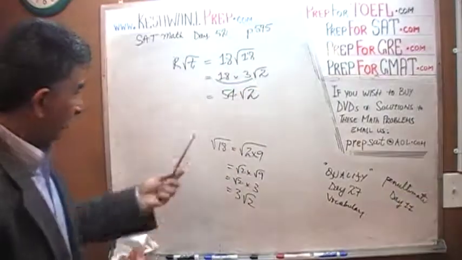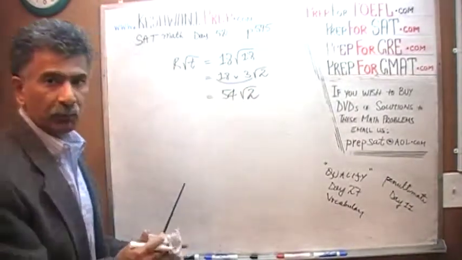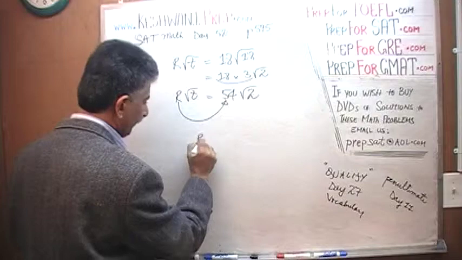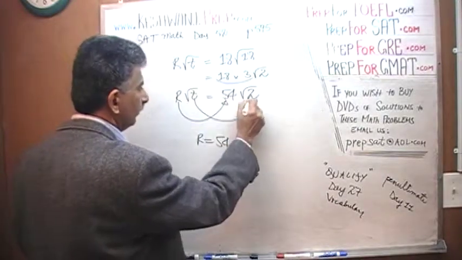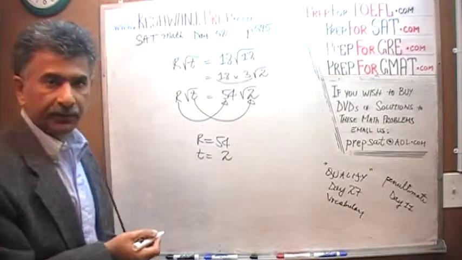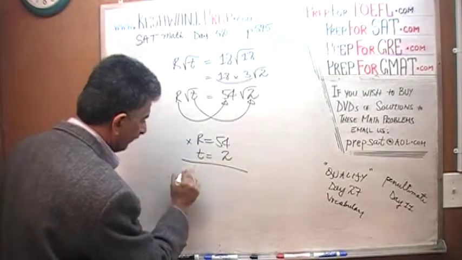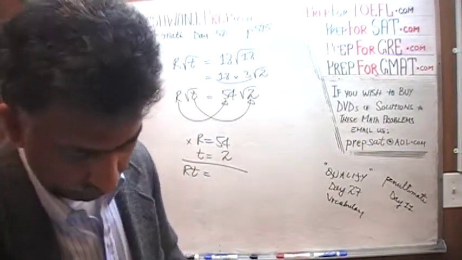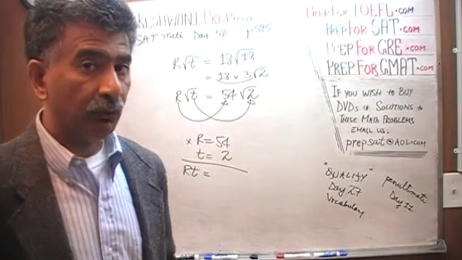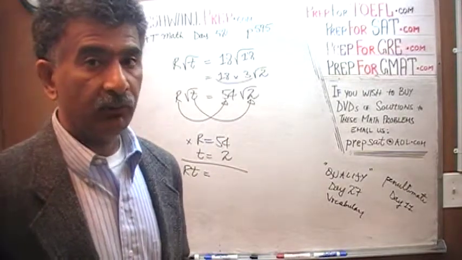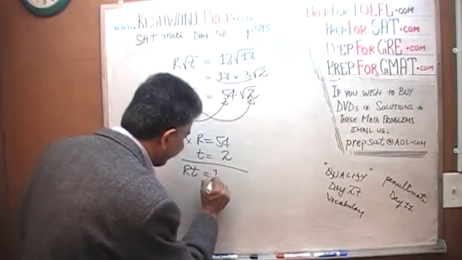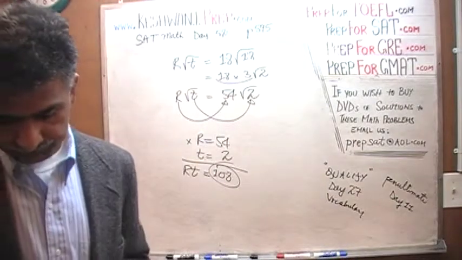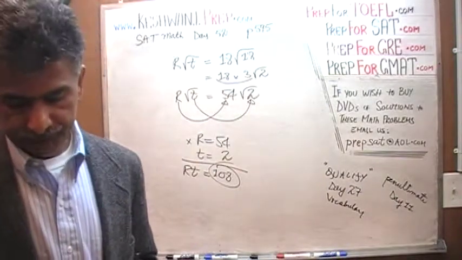And that's it, we are done. That would work. That is perfectly legitimate. So now we can see clearly that r is 54 and t is 2. And therefore r times t must equal 54 times 2. If you ask me what 54 times 2 is, I do know 50 times 2 is 100, and 4 times 2 is 8. So it's 108. And that's our answer. We are done. The answer is 108, and that's answer choice C.